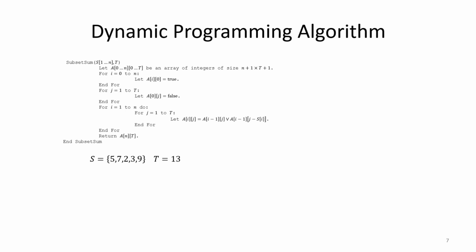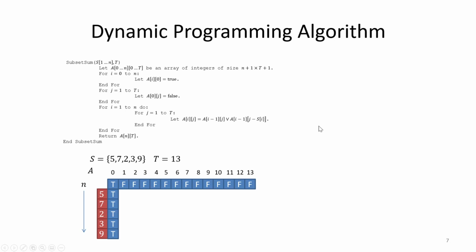I'm going to hopefully prove that there is no subset that adds up to 13 by running our algorithm. We're also going to use our S here, and just to save a little space, I've drawn my N going down and my T going off to the right, and we've got 0 for my N here, and 0 for my T here.